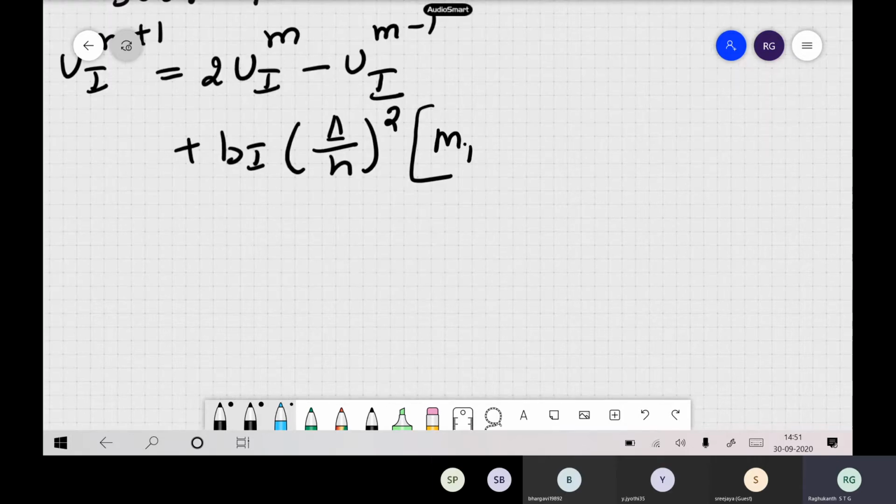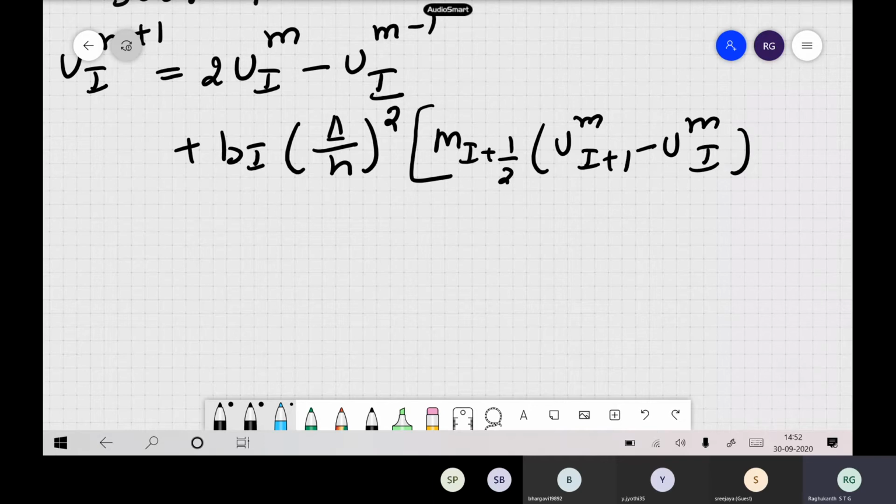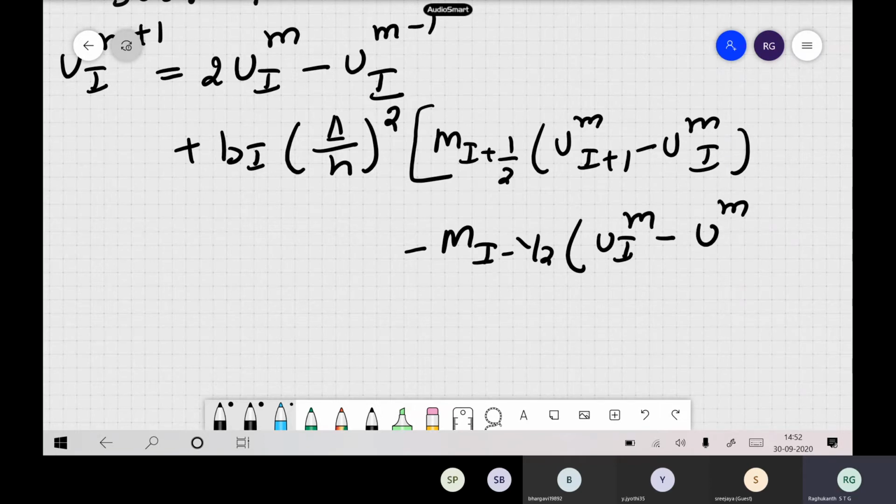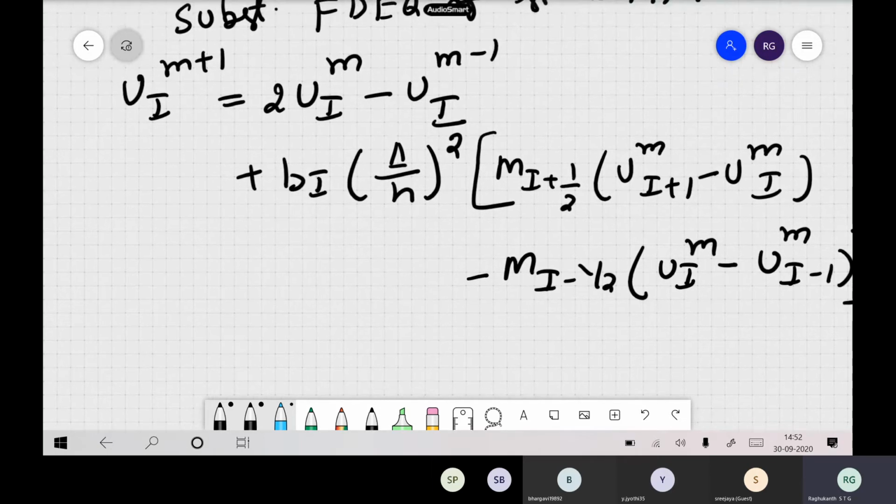You have m I plus half, u I plus 1 minus u I. Okay, we are combining everything in one go. So m minus half, u I minus u I minus 1. Okay, so this is the final expression from the displacement stress scheme itself.